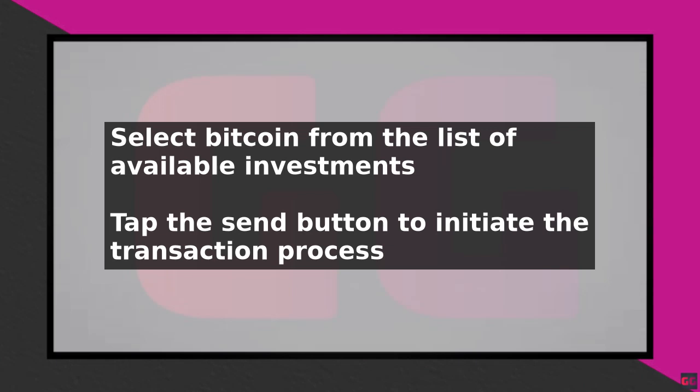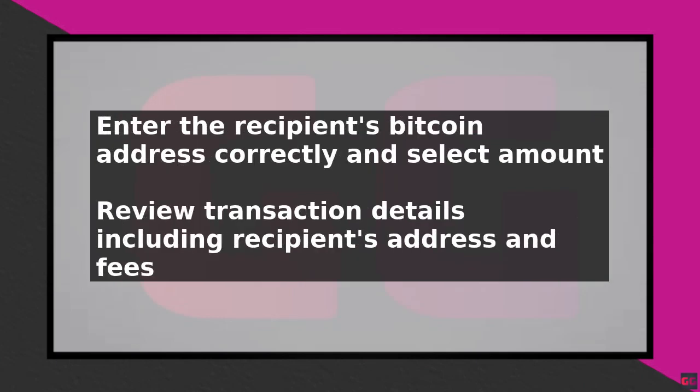they have one. After entering the address, select the amount of Bitcoin you want to send. You can do this by typing in the amount or selecting a predefined amount. Review the transaction details, including the recipient's address, the amount of Bitcoin being sent, and any applicable fees. If everything looks correct, confirm the transaction.